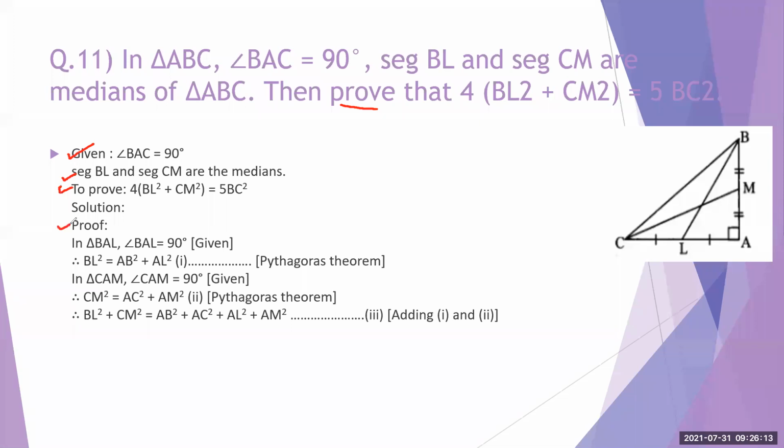Okay? So what do you need in the proof? First of all you need BL square. So we have taken the triangle BAL. This triangle we are considering here, BAL. In this triangle, angle A is equal to 90 degrees. Use the Pythagoras theorem, we get the value of BL square, that is equal to AB square, sorry, AB square plus AL square.